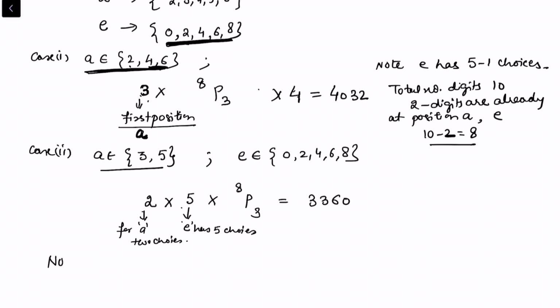Now by using the addition principle, because in one case we have considered A as even and in the other case A as odd, there is nothing common, so we can apply the addition principle. We add these 2 numbers, 4032 plus 3360, and this gives me the answer 7392.